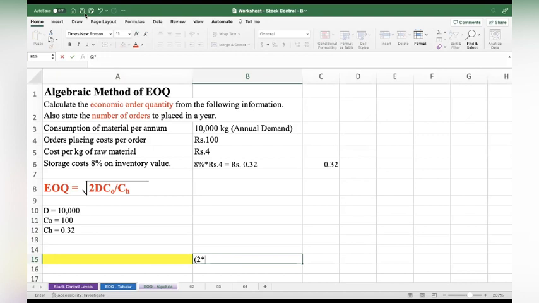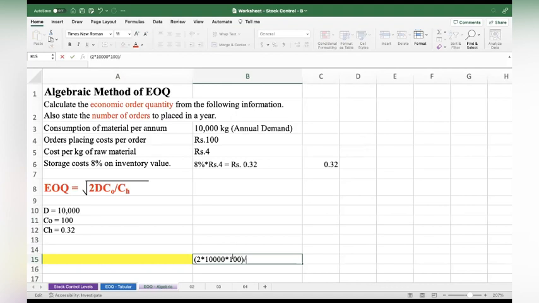Demand is how much? Consumption of materials per annum. So remember, they have given the annual demand, 10,000. Then we need cost of ordering. So ordering cost is how much? 100 rupees. Let's multiply again by 100 and then close the brackets.